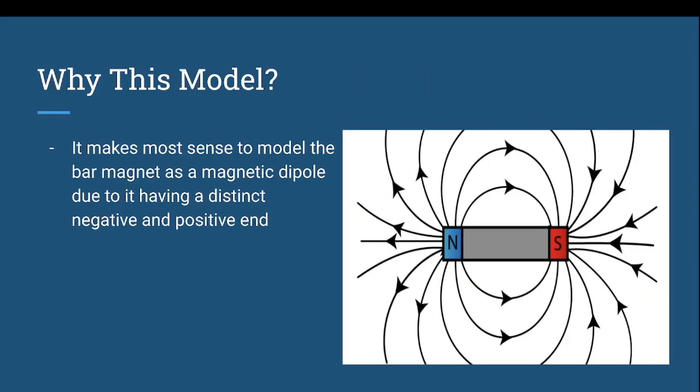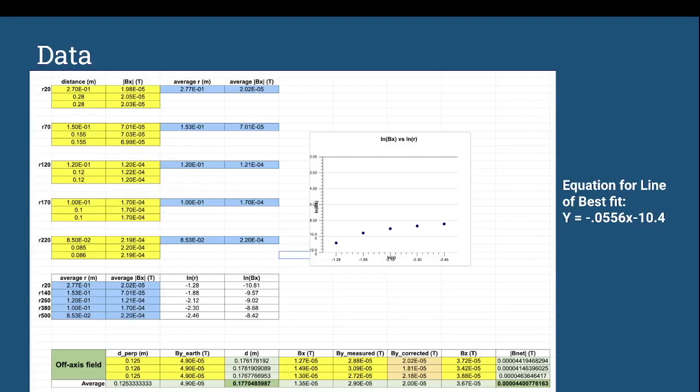We chose to represent the bar magnet as a magnetic dipole because the bar magnet has a distinct negative and positive end. Magnetic field goes from the south end into the north end, like an electric dipole where the electric field goes into the negative end and out of the positive end.